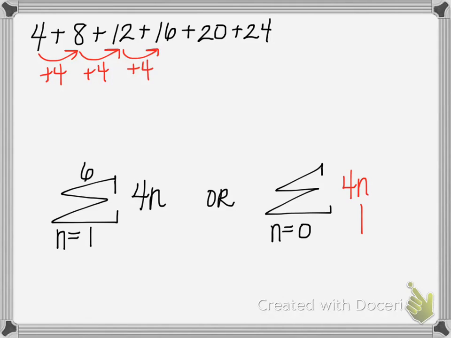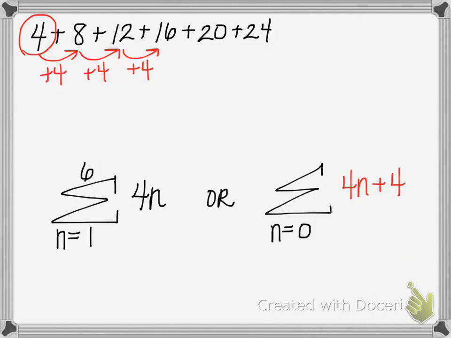But we'll notice if we were to substitute in 0 here, 4 times 0, we would end up with 0 as our first term. But we don't want the first term to be 0, we want the first term to be 4. So to fix this, we could add 4. In other words, if I have 4n plus 4, and now I substitute in a 0, I'll end up with 4 times 0 plus 4, which gives me 4 for my first term. So if you were to start at 0, you have to adjust your formula: rather than just 4n, it would have to be 4n plus 4.